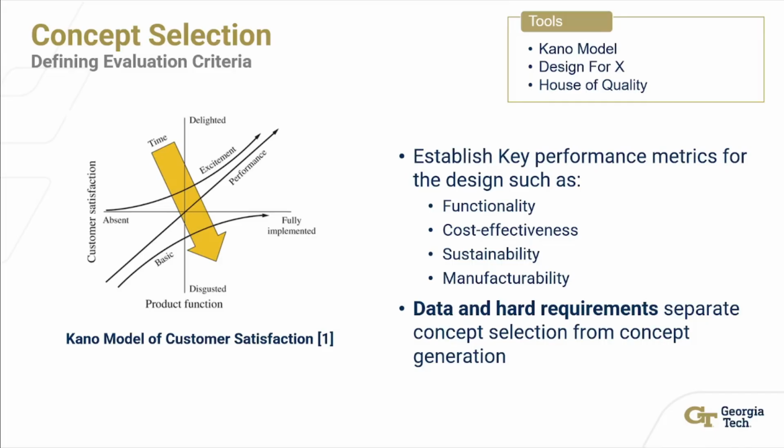And an important concept in concept selection is that data and hard requirements separate this stage from the previous. So previously in concept generation, we were working more with nebulous concepts, just trying to come up with as many ideas as possible. Now, we want to get hard data to start to choose from those design concepts. Now, some tools for this are the Kano model, design for X, so it could be design for manufacturability, cost effectiveness, sustainability, and the house of quality, again, for helping choose between different requirements. And here you can see the Kano model of customer satisfaction, which shows a relationship between customer satisfaction and the performance of a product.